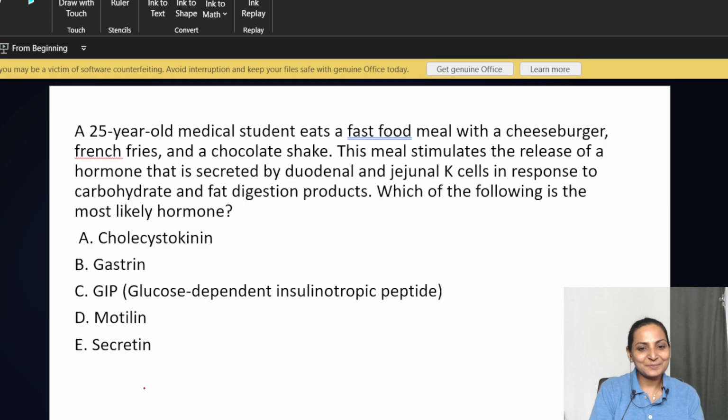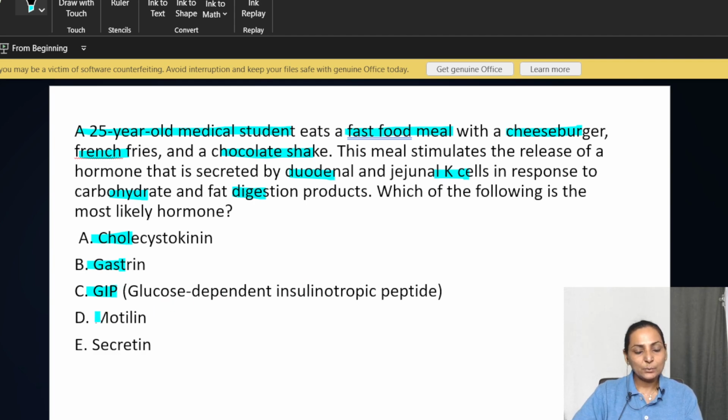So let's get started. Now there is an MCQ saying that a 25-year-old medical student eats a fast food meal which has got cheeseburger, french fries, and chocolate shake, and this meal stimulates the release of a hormone that is secreted by the duodenal and the jejunal K cells in response to carbs and fat digestion products. So which is this hormone likely to be? Cholecystokinin, gastrin, GIP, that is glucose dependent insulinotropic peptide, motilin, or secretin.